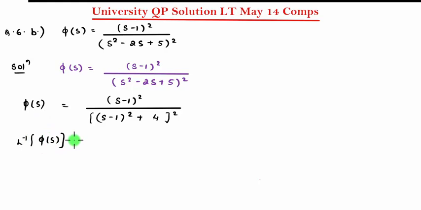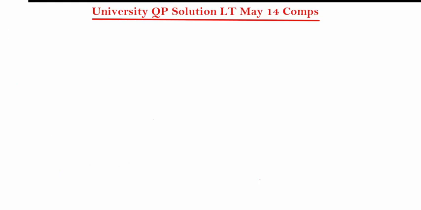I can take a shifting term outside, that will be e raised to plus t, and the remaining will be L inverse of s square divided by (s square plus 4) the whole square. So we can solve this using the convolution theorem, that will be easier. So let's define phi 1 of s. Now I can say phi 1 of s is s square divided by (s square plus 4) the whole square.